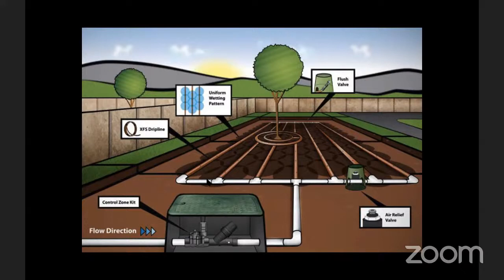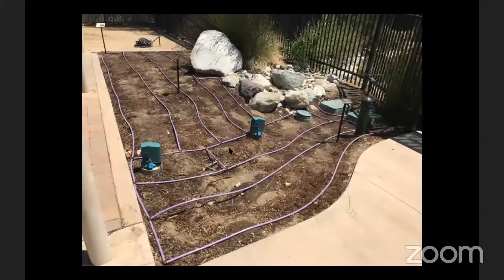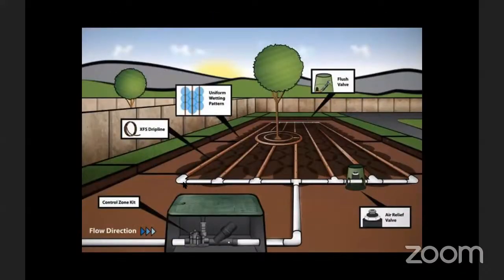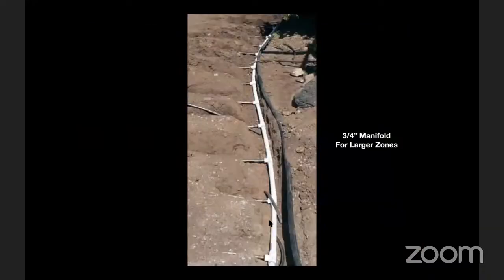So hopefully that makes sense. Small area can all be fed by the 1/2-inch pipe. Larger area, you need what's called the header, sometimes manifold, to then have the greater flow through the wider pipe before it hits the smaller pipe with the emitters. Here's a picture of what that looks like in the real world.